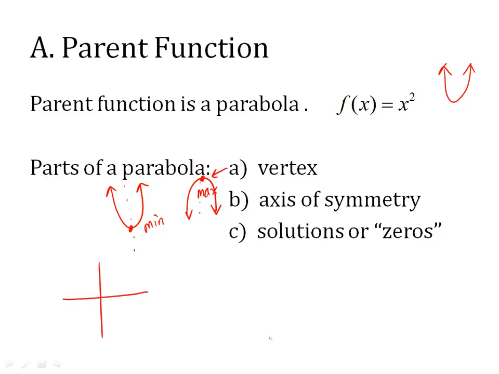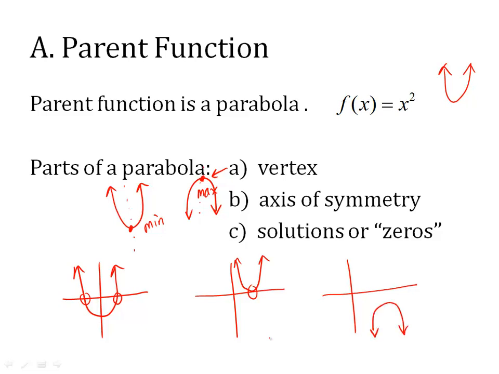Now solutions. There's 3 possibilities for solutions. Your parabola can have 2 solutions because it crosses the x-axis in 2 places. It could have only one solution because it only crosses in one place. Or if your parabola is all wonky and weird and never touches that x-axis, then it would have no solutions. No solutions, one solution, and 2 solutions. So just remember, those are the possibilities when it comes to solutions.